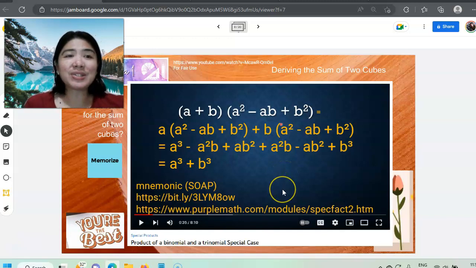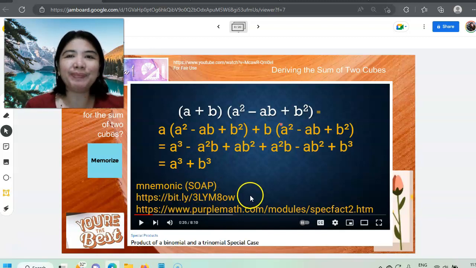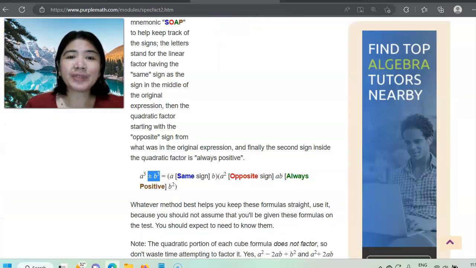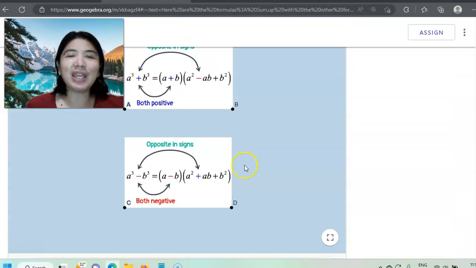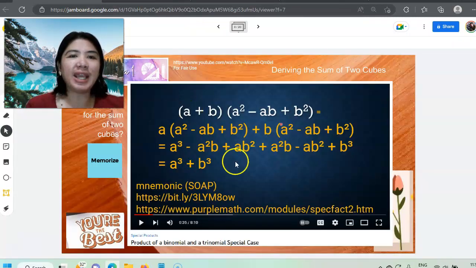Okay, so let's start with differentiating the factors between the two special products. So we have a memory aid or mnemonic called SOAP. Okay, what does it mean? Right, it means same sign, opposite sign, always positive. So I'll show you how to use that memory aid.